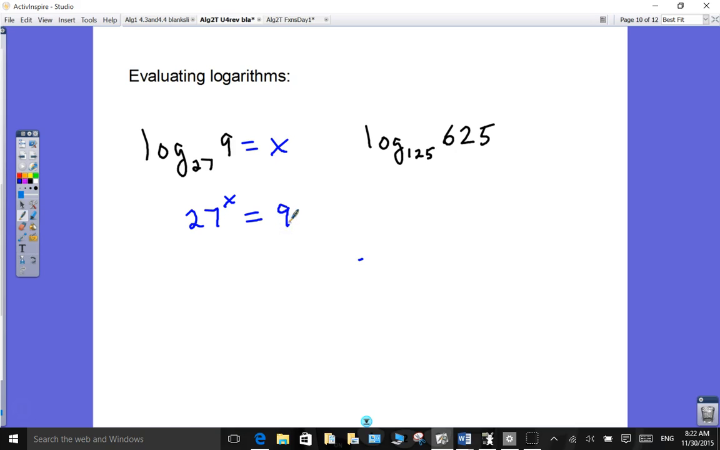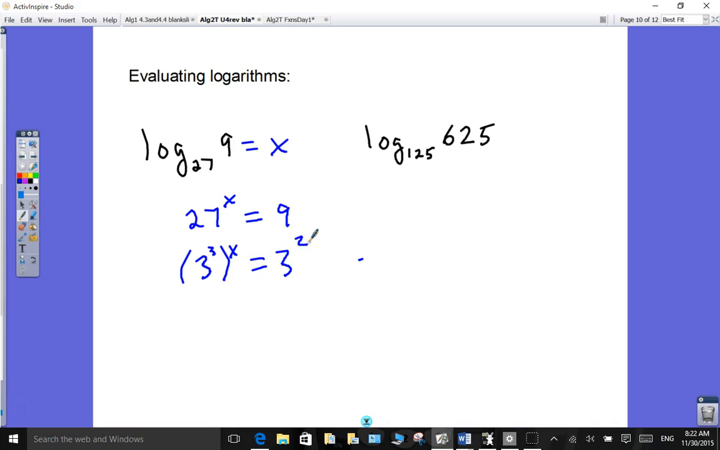Now, that's not something you can probably just look at and say, oh, that means x equals something. But these kinds of problems, when you see them, they're always using numbers that are clearly powers of some smaller base. Like, what number is both 27 and 9 a power of? 3. So you change it to the same base. Right, this is 3 to the third, to the x. This is 3 squared.